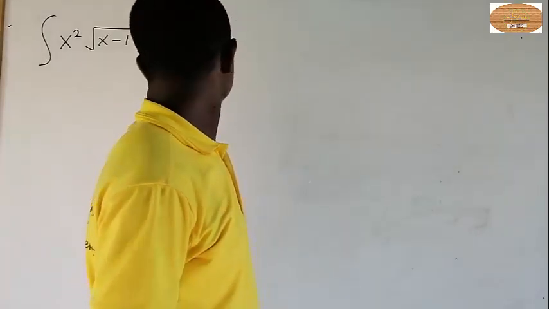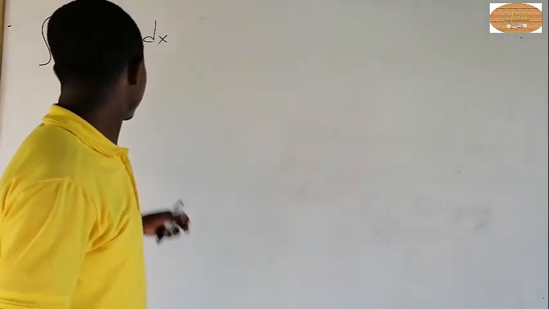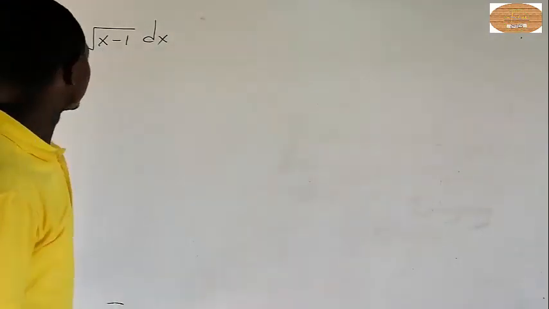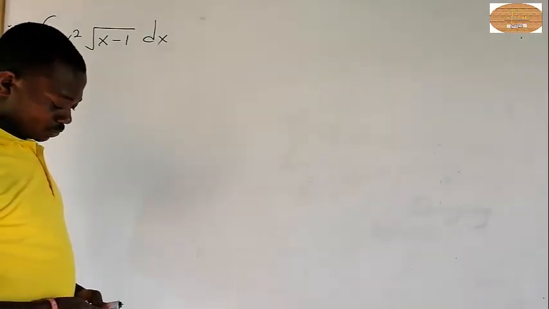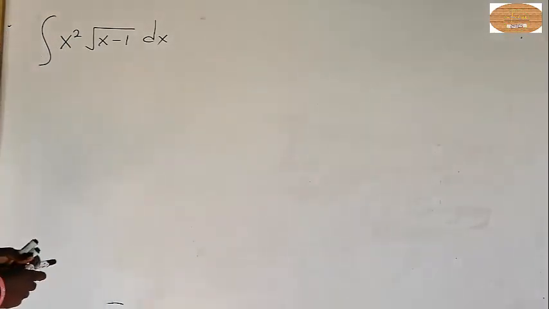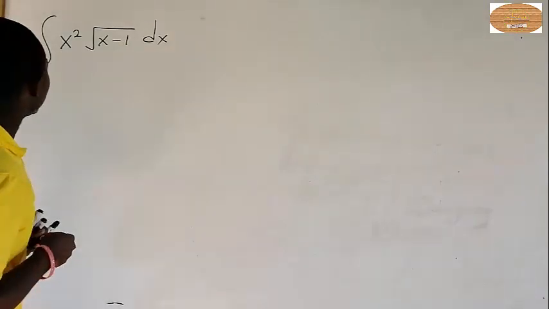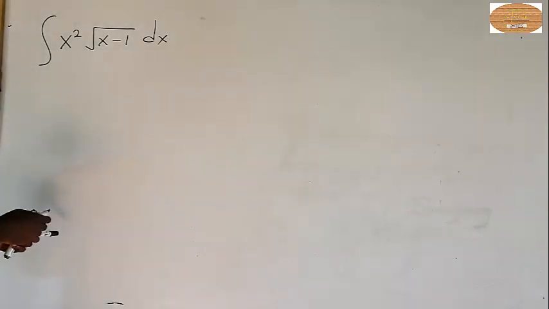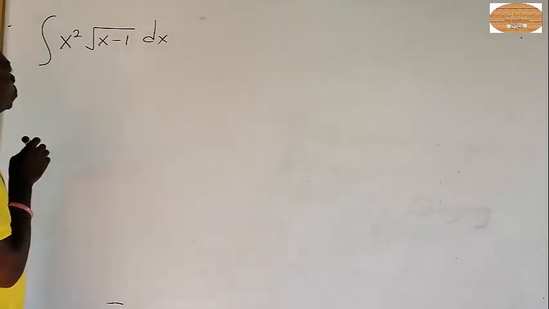Today we are going to look at integration by substitution. So there is a question on the board: the integral of x squared times (x minus 1) dx. This one is integration by substitution, just as I said. So we are going to choose our u from here. If I take x minus 1 as my u, I think it will be appropriate. So I will choose x minus 1 as my u.